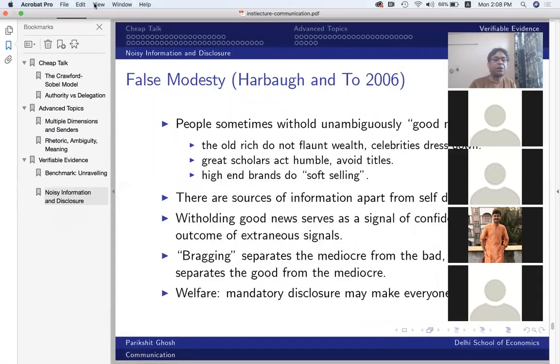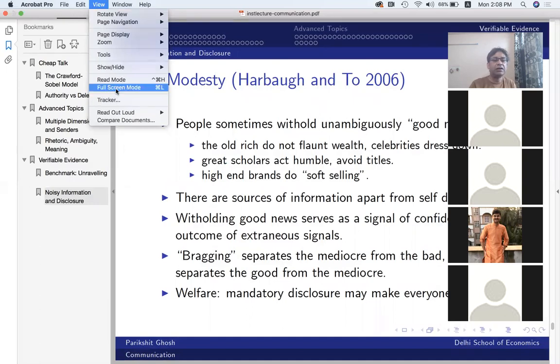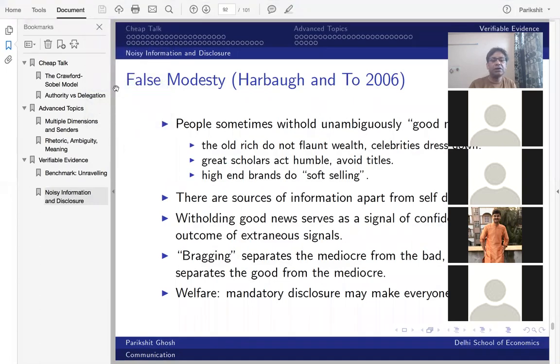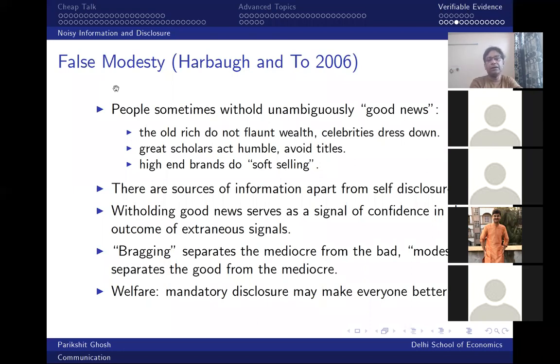Okay, so let's look at this paper today. So here are some examples. People sometimes withhold unambiguously good news about themselves. So here are 3 examples.